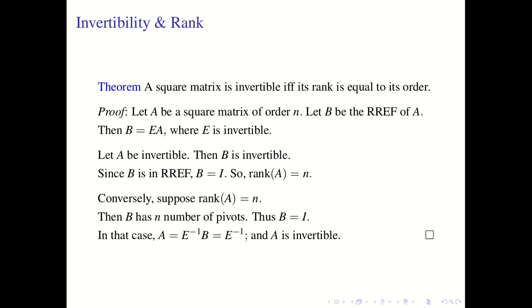Conversely, suppose rank of A is equal to n. That means B has n pivots. So B is equal to EA. B has n pivots, which will imply that B is equal to identity. In that case, A will be equal to E inverse B, or in other words that is E inverse, and that implies that A is invertible. So A is invertible if and only if its rank is equal to its order.